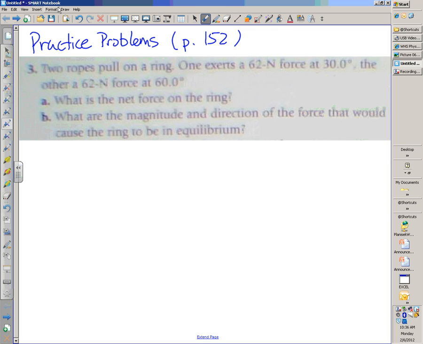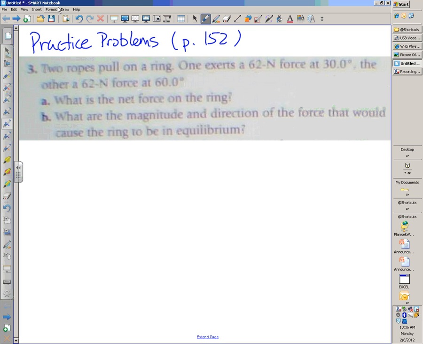So number 3 says two ropes pull on a ring. One exerts a 62 Newton force at 30 degrees, and the other exerts a 62 Newton force at 60 degrees. We'll assume those are from the x-axis, assuming that the positive x-axis on an xy coordinate is going to be 0 degrees. I'll draw them in just a second. So two parts here. What is the net force on the ring? And what are the magnitude and direction of the force that would cause the ring to be in equilibrium?